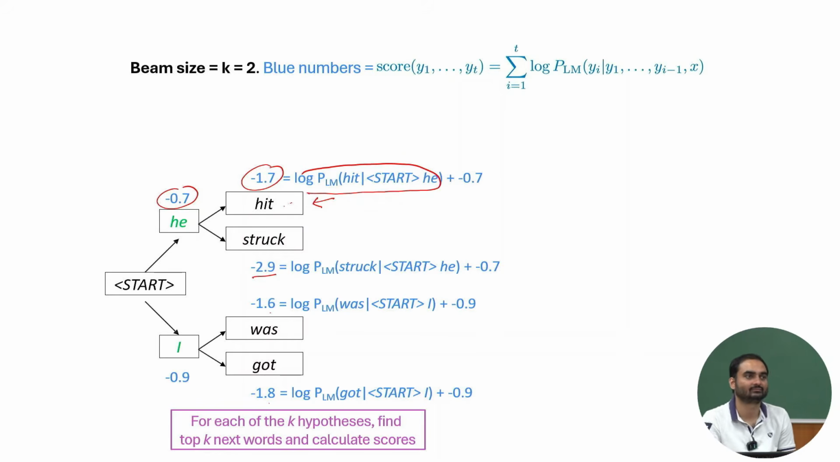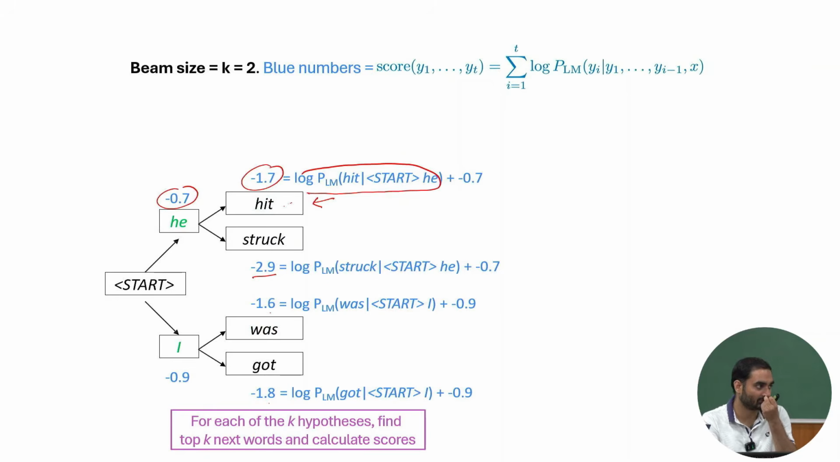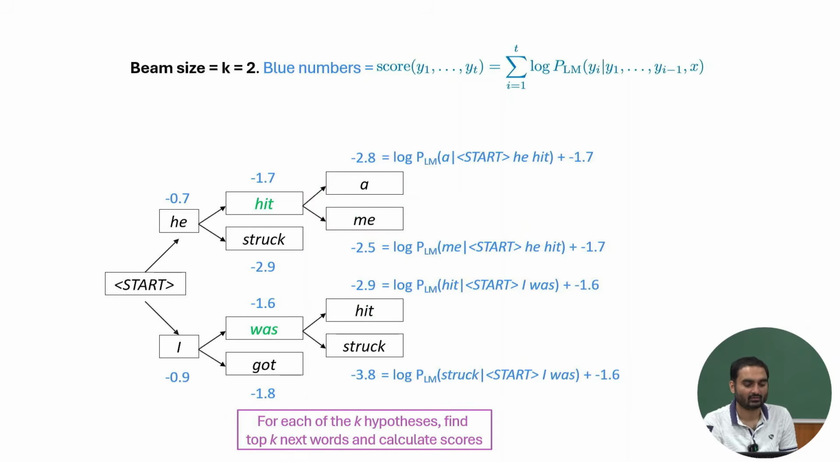So out of these, how many will we choose? We choose only 2. Which 2? We will choose the highest ones, the maximum. So one is minus 1.7, the other is minus 1.6. And then we explore further. So heat will generate further. From heat I will generate A and me. From was I will generate heat and Stark, and so on and so forth.